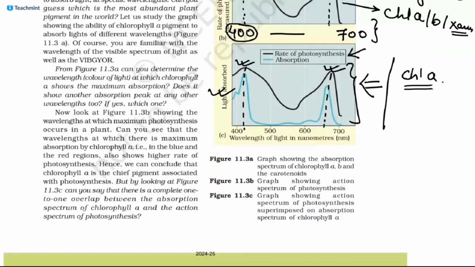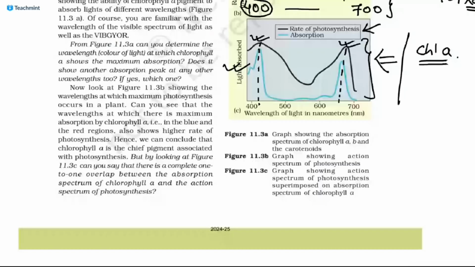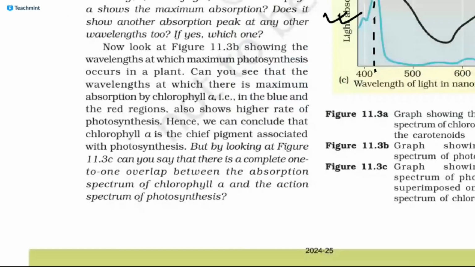Yes, sir. Now, here one important line is there. Let's read this line, the one given in italics. Can you say that there is a complete 1-to-1 overlap between the absorption spectrum of chlorophyll A and the action spectrum of photosynthesis? So can we say that? Yes, sir. Okay, so let me show you the graph.